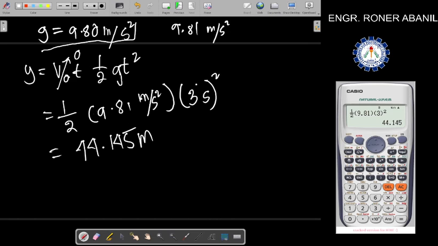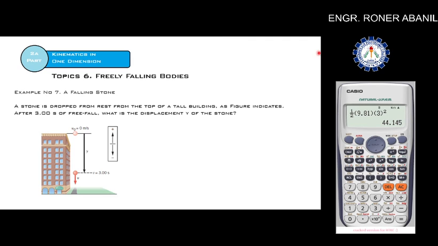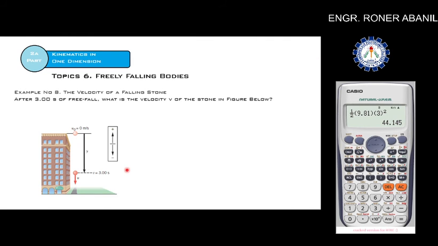And dahil pababa yan, no? Dahil pababa, yung acceleration natin dito dapat negative kasi pababa. So, negative din to. So, ibig sabihin ng negative is yung pababa. Okay. So, answer natin doon sa problem. Okay.